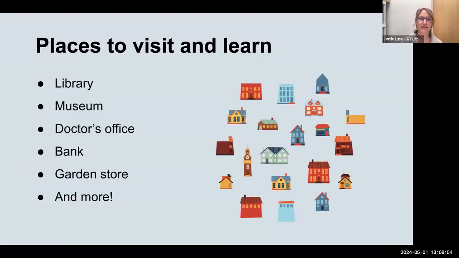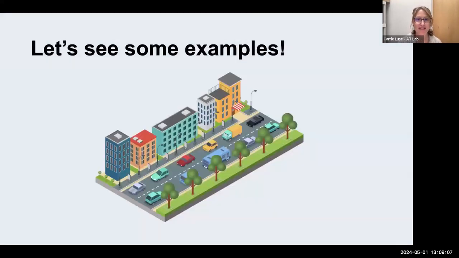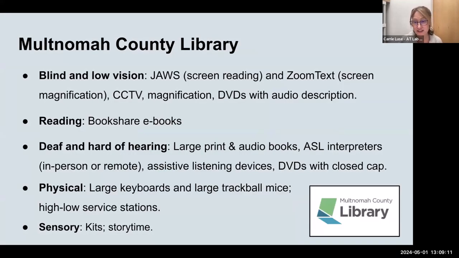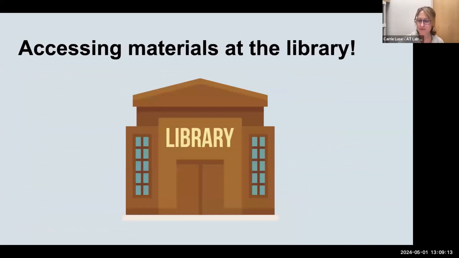Oh, whoops, we did have a list here. The library, a museum, doctor's office, going to the bank, a garden store, really anywhere out in the community where you're learning information. And it happens more than you might think. So now we'll look at some examples. We started with, somehow my slides keep skipping, we started with the library.